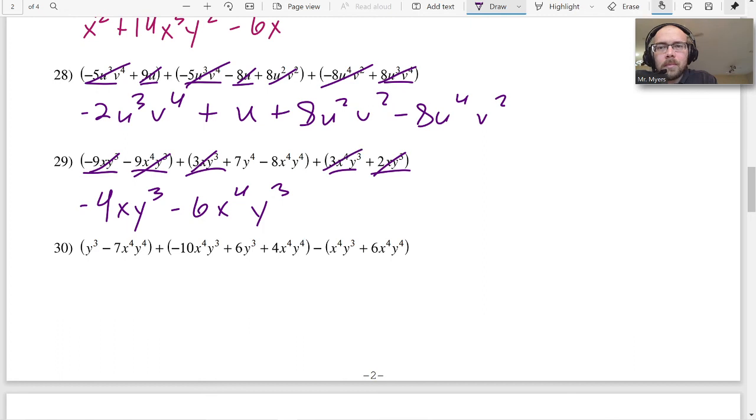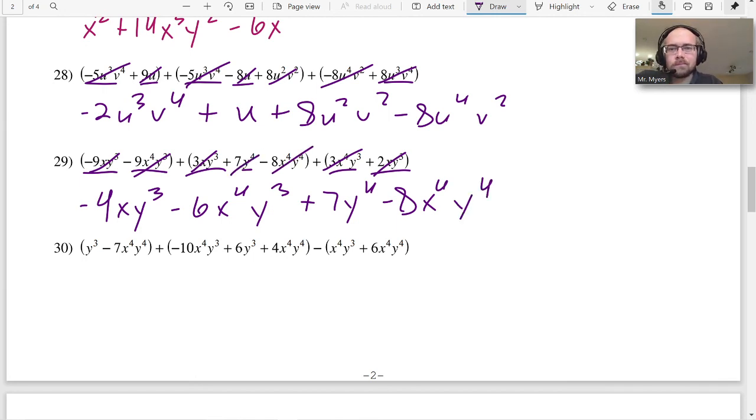Boom, boom. Next is 7y4. That doesn't have anything else. We're only down to the last 2 here: 7y4 and minus 8x4y4. Boom and boom. Got them all. Okay, y3. Let's see. y3, y3, y3. There's 1. There's only those 2. Okay, so that's y and that's 1, right? So 1 plus 6, 7. 7y3. Boom and boom.